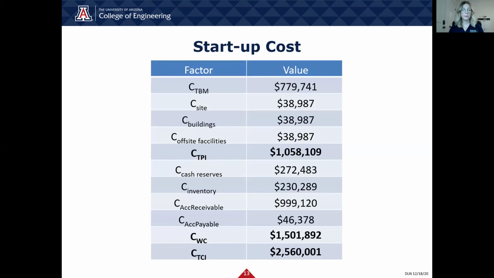Continuing with the Guthrie method, the previously mentioned costs were used to calculate the total bare module cost. Then, combined with the on-site, off-site, and building costs, which are all proportional to the total bare module cost, the total permanent investment was calculated. The working capital is proportional to the sales and feedstock costs and is the sum of cash reserves, inventory, accounts receivable, and accounts payable. The working capital and total permanent investment were used to calculate the total capital investment, or startup cost, for all equipment and installation. The result is a little over $2.5 million.